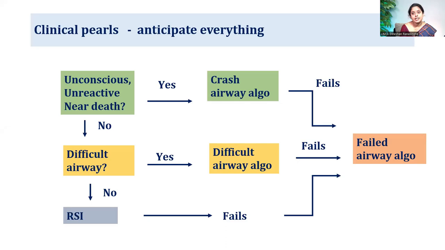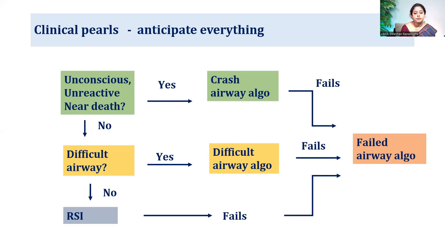If you are dealing with unconscious, unreactive, or near-death patients, then you are dealing with a crash airway, so you have to follow the crash airway algorithm. If the patient is conscious and otherwise fine, you have some time to assess the patient's airway. This is very common, especially in pre-medication in the theater, and sometimes even in the emergency department, where if you're doing procedural sedation, you have time to assess the airway and then prepare. Then it is called a difficult airway, and the difficult airway algorithm should be followed.